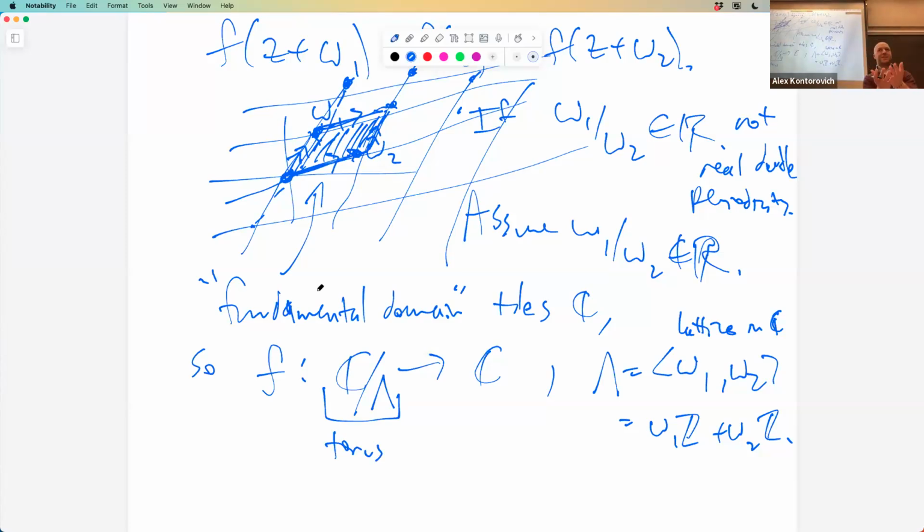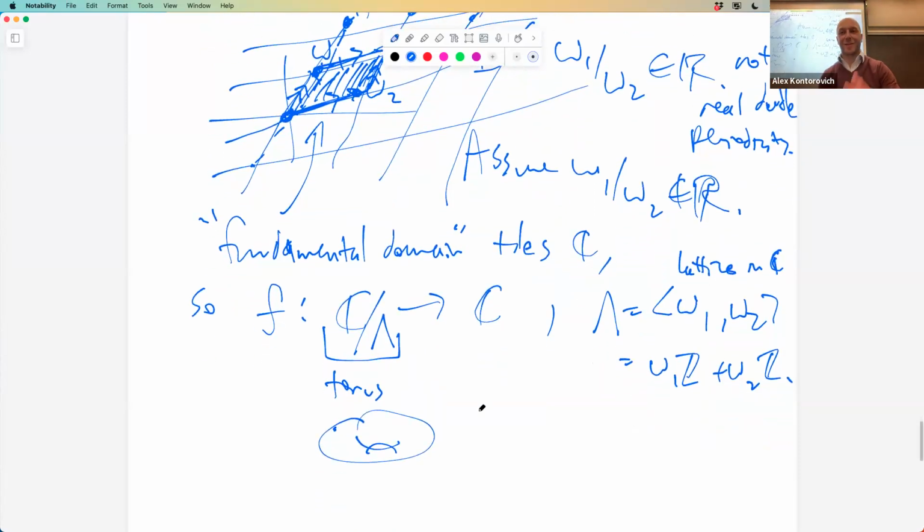Right? You guys have seen this. You take a cylinder, fold it up, and then fold two ends of the cylinder, so it looks like a donut. Okay, so this is a Riemann surface. Another instance of that. Okay, very good.